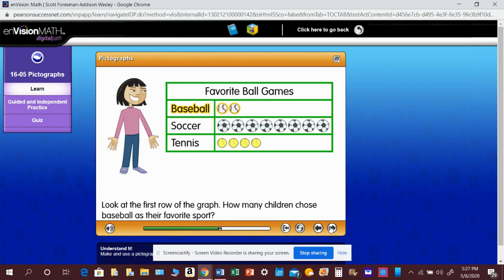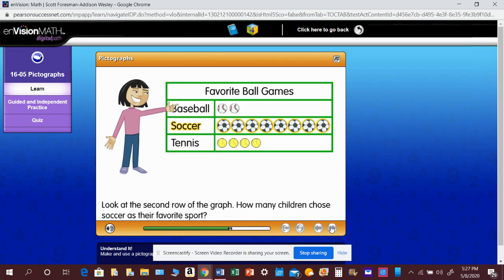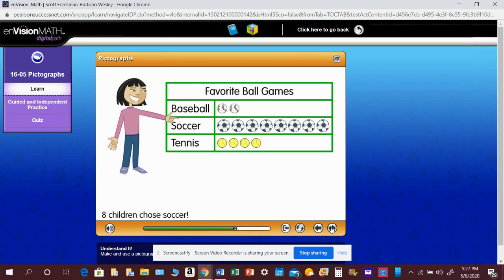Look at the first row of the graph. How many children chose baseball as their favorite sport? 2 children chose baseball as their favorite sport. Look at the second row of the graph. How many children chose soccer as their favorite sport? 8 children chose soccer.